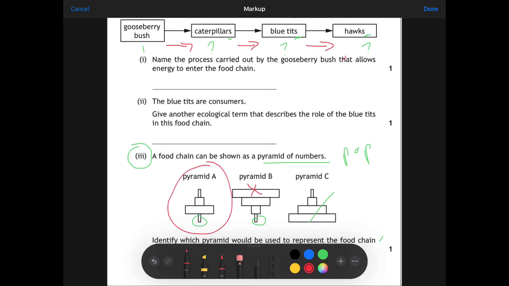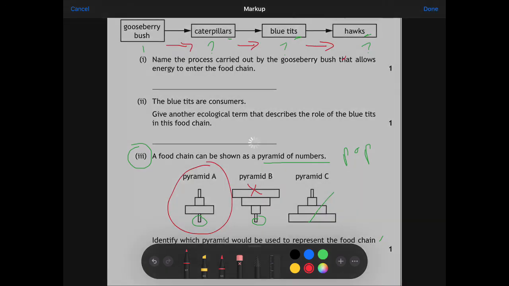There can be a large population of caterpillars living in a bush. The blue tits will compete for these caterpillars, so there'll be a smaller population of blue tits, and the hawks will compete to consume the blue tits, making them even a smaller population.